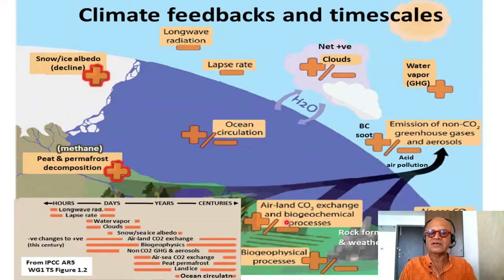Okay, so air-land CO2 exchange and biogeochemical processes depends on whether vegetation grows more and takes up more CO2, or vegetation begins to die and release more CO2. Same thing with soil, whether soil continues to keep carbon, or warming leads to higher respiration and release of carbon dioxide from the soil. Rock formation and weathering, they are very slow time scale processes, but with warmer temperatures and more humidity, more CO2, you're going to have more carbonic acid, which is going to drive higher weathering rates, which draws down CO2 and puts it into the ocean.